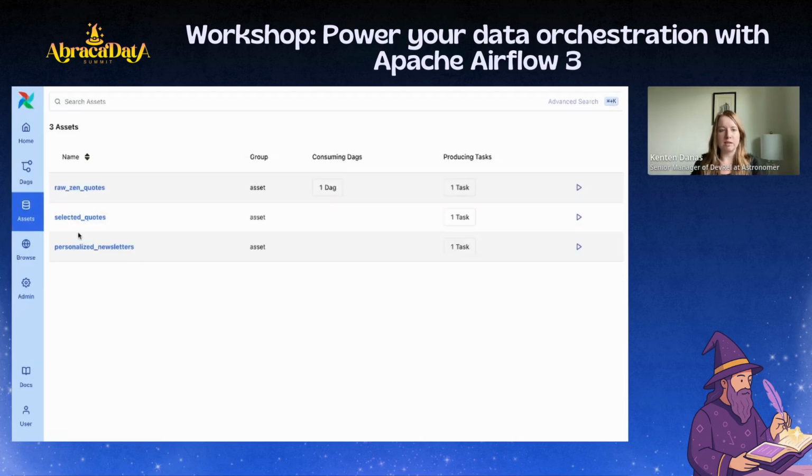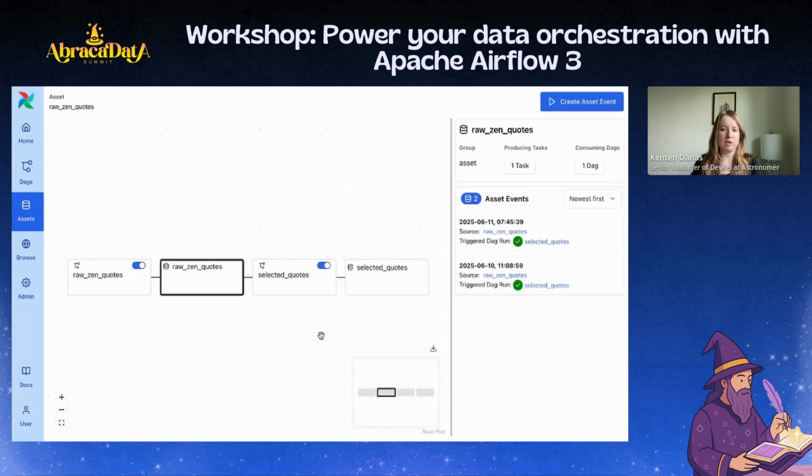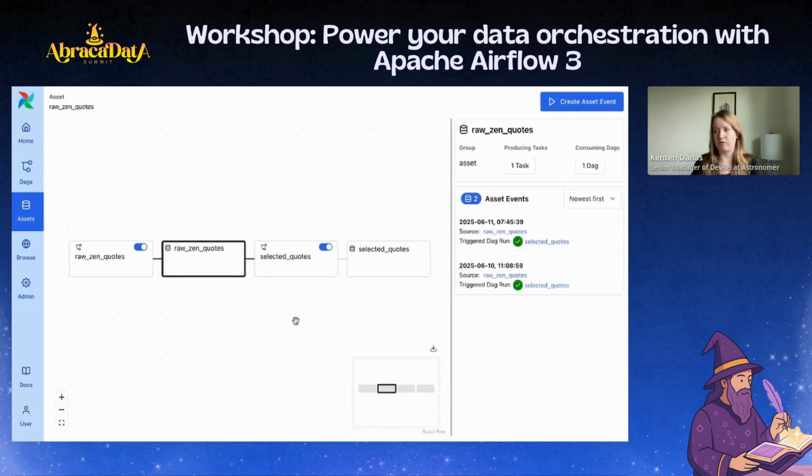Also hop over to the assets view. This is just first going to list our assets, but if I click into one of these, we will see the graph here. This is going to show us a nice view, similar to what the old datasets graph view showed, but again, this is now updated for assets. It shows us the dependencies between assets in this environment.